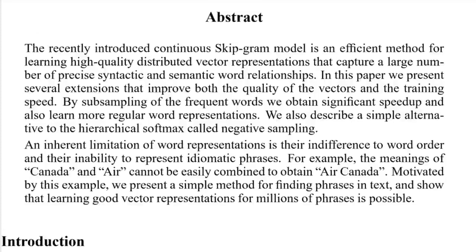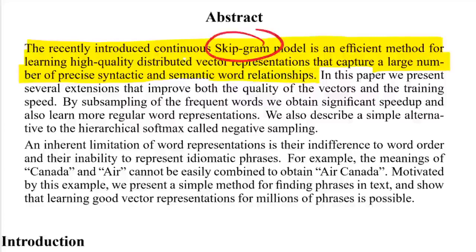So yeah. Okay, let's go through the paper and pick up their ideas and put them in context. They say, the recently introduced continuous skip-gram model is an efficient method for learning high-quality distributed vector representations that capture a large number of precise syntactic and semantic word relationships. So the skip-gram model was already introduced by Mikolov in an earlier paper that came out, I believe, not 1 or 2 months prior to this one.